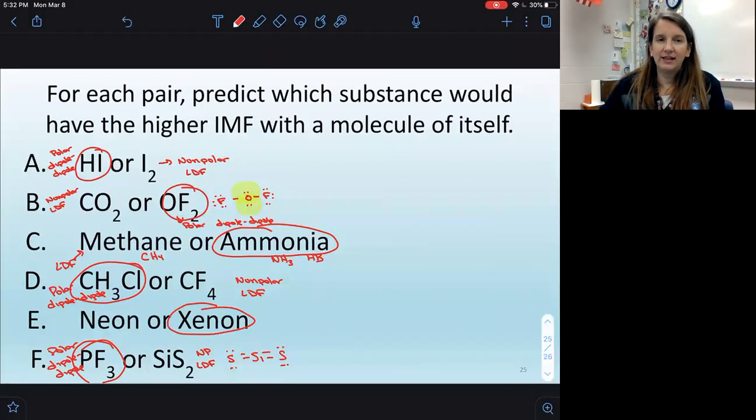Okay, so that's your intermolecular forces. Give it a try. Let me know when you come back if you have any questions about the material. Okay?